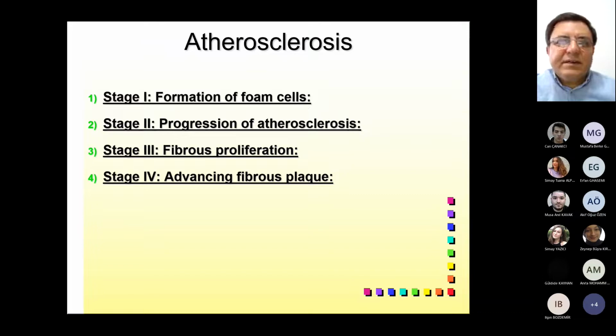And we can summarize the atherosclerosis in 4 stages. The first one is the formation of the foam cells and the progression of atherosclerosis, and in stage 3, the fibrous proliferation, and the last stage is the advancing of the fibrous plaques within the vessels.